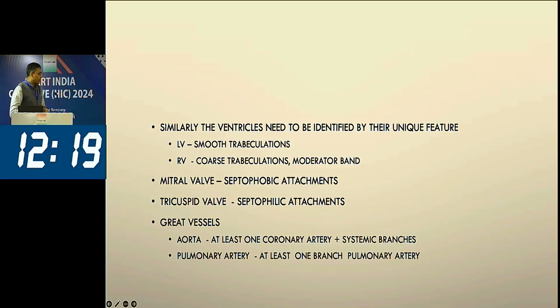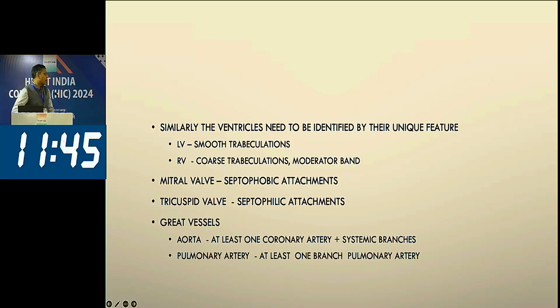I'll just give some examples. The left ventricle is identified by its smooth trabeculations, whereas the right ventricle has coarse trabeculations and a moderator band. These structures are more or less fixed, and even when the chamber is hypoplastic, we may be able to identify the particular chamber by its unique morphology. The mitral valve has septophobic attachments, whereas the tricuspid valve has septophilic attachments. They have offsetting, which I'll come to later.